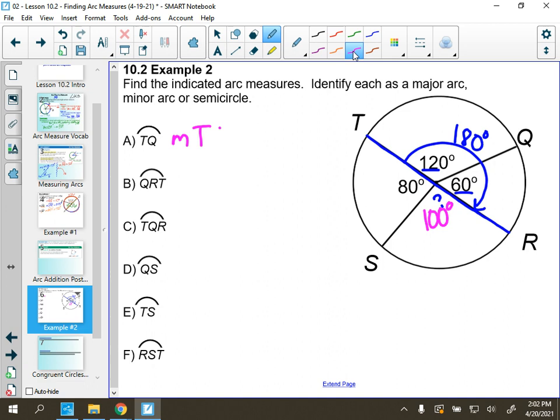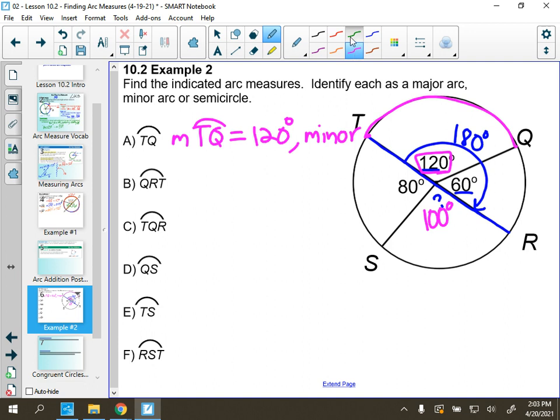Measure of arc TQ. Let's see, from T traveling over to Q. No problem, just don't confuse myself. I'll look right here and say that's my 120. We'll do each part, and that's a minor arc.